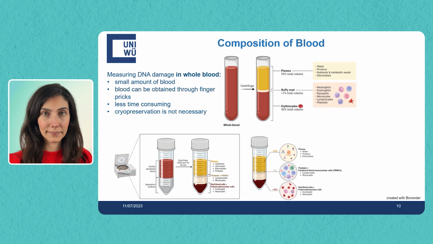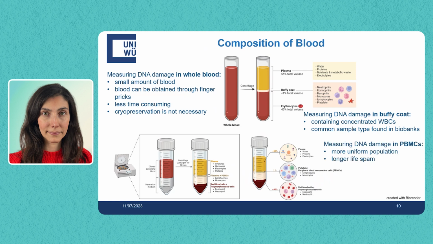For the buffy coat, we have only a concentrated layer of leukocytes, which are concentrated white blood cells. We have all the mononuclear cells and polymorphonuclear cells. It's the most common type used in biobanks. That's why we were interested in these samples also, which is quicker than isolating PBMCs. However, it is a bit more time consuming compared to the whole blood, but still easier.